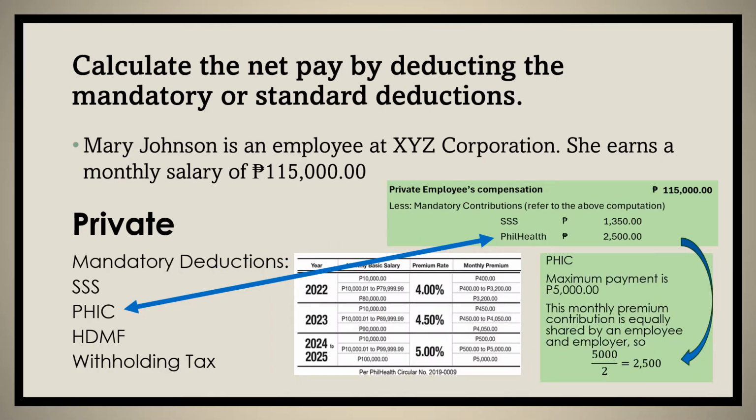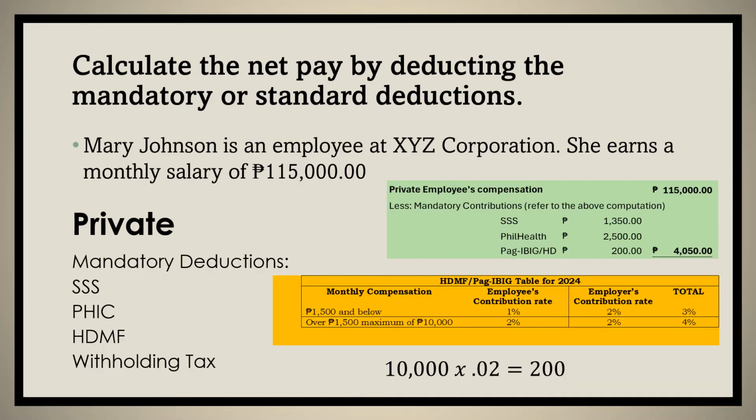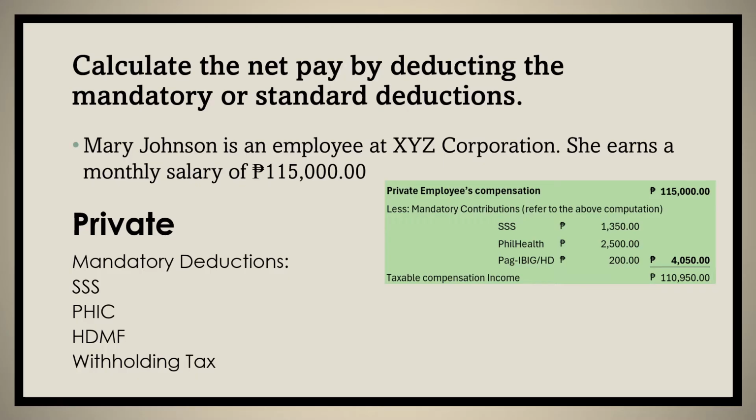For PhilHealth, the basic compensation multiplied by 0.05 and then divided by 2 determines the contribution for PhilHealth. Meanwhile, the maximum monthly premium for PhilHealth is 5,000, and this amount is equally divided between the employee and the employer, resulting in a deduction of 2,500 from the employee's earnings. For Pag-ibig, the maximum Pag-ibig contribution is capped at 200 pesos per month once members have a monthly salary above 10,000 pesos. Now to compute for withholding tax.